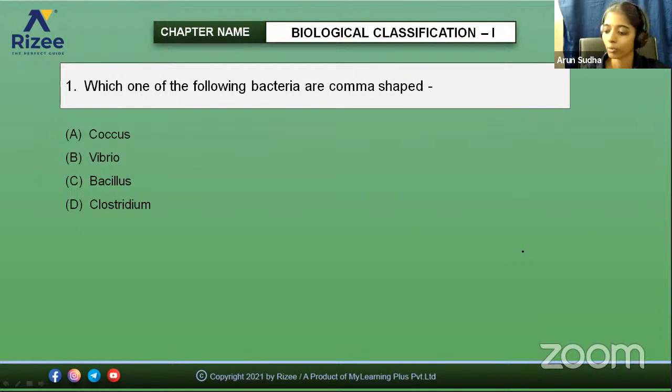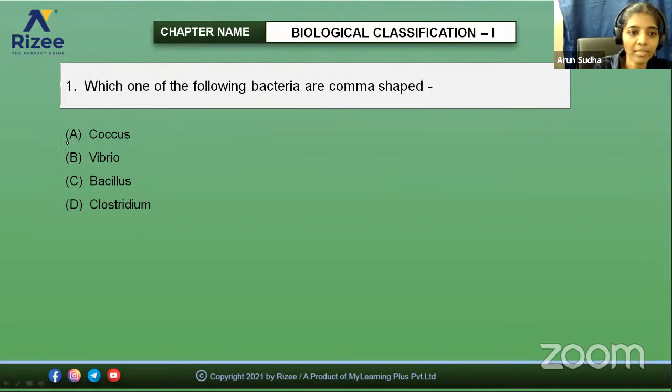So I hope you are clear with this, and if any doubts, maybe we'll discuss a few questions related to this, that is, classification and the Kingdom Monera. Which one of the following is comma shaped? Is it coccus, vibrio, bacillus, or clostridium? Yeah, it is option B, vibrio.